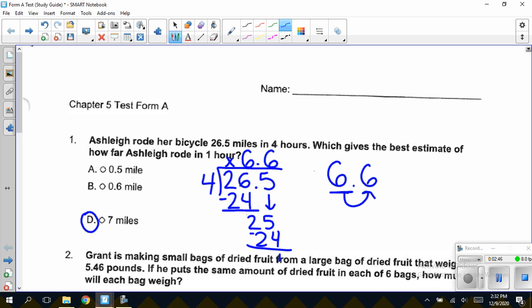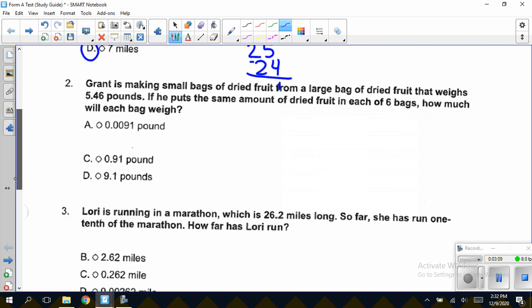Now we could have chosen some compatible numbers for estimating. For this, we could have easily solved 28. We would just bump up our overall miles to 28 divided by 4, which we also know is 7. So that was another way that we could have gotten our answer. Moving on to question number 2.